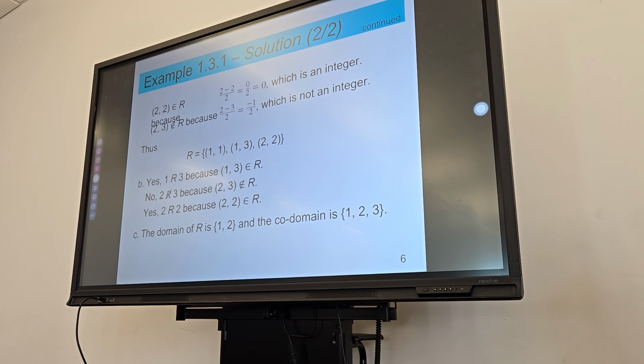So you can easily solve B. Yes, 1 R 3, because 1, 3 is an element of R. 2 R 3 is not, because it is not an element. And 2 is related to 2 because 2, 2 is an element of R.